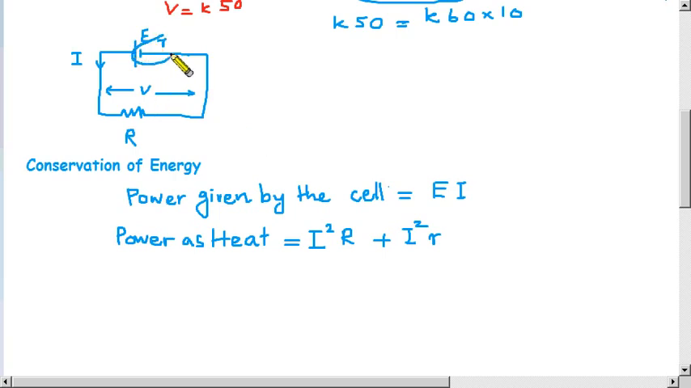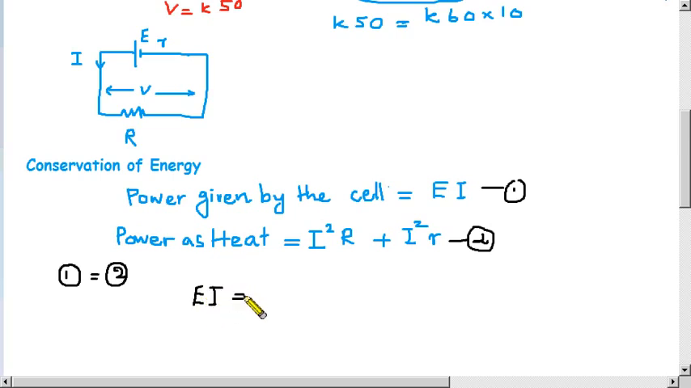There are two resistors here, 1 and 2. So power dissipated as heat from those resistors, this amount, say this one first, this one second. So the first one must be equal to the second one according to the conservation of energy. So therefore we can write EI equals I squared R plus I squared simple R.